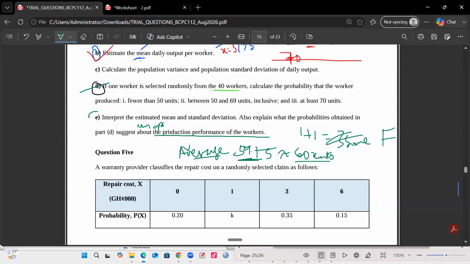Are you getting it? Please, can you write it on your sheets? Just write this. Start from here. The probabilities obtained in D suggest, the only thing you add, suggest an approximate normal distribution. So repeat the same thing which I've outlined in green. The probabilities obtained in D suggest, then you go up, an approximate normal distribution of the production performance of the workers.